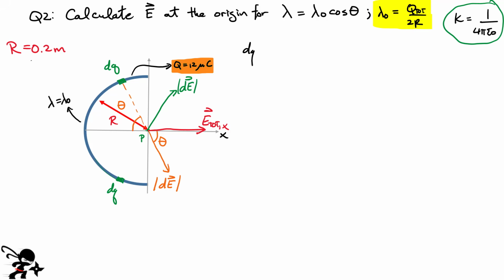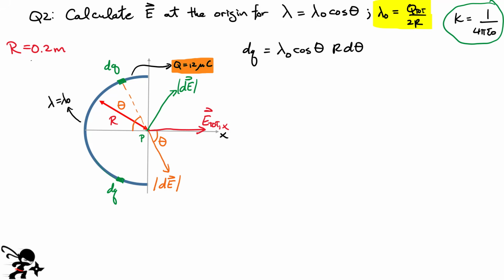So again, we're just going to start by writing the little bit amount of charge. It depends on where you're located on this semicircular ring. So we're going to have the charge density, which is lambda 0 cosine of theta this time, multiplied by a little bit of length, which is r d theta. So that's what clearly makes this problem a little bit different.